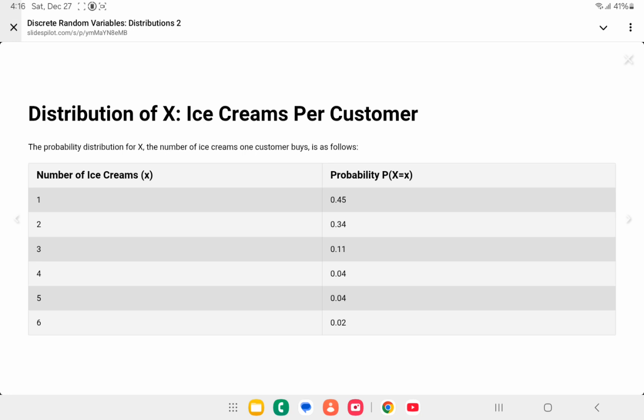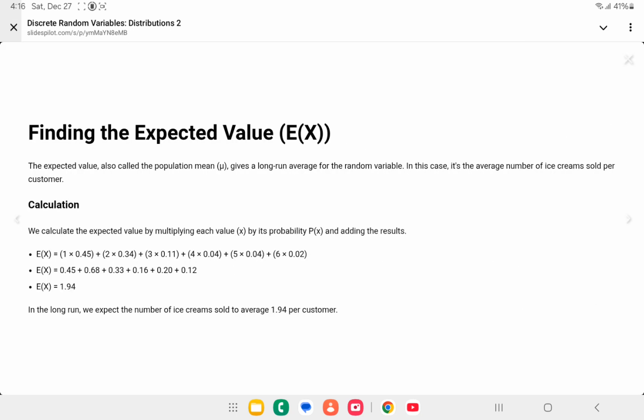We can also find the expected value of X, which is also called the population mean. It gives a long-run average value for all the X values in many repetitions. In our example, it is the average number of ice creams per customer. We calculate the expected value by multiplying each value by its probability and adding the results together.